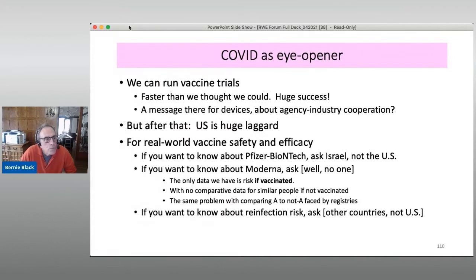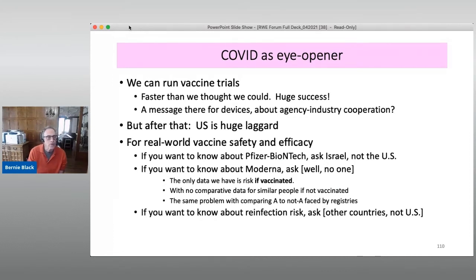So COVID was a real eye-opener here. We could run vaccine trials faster than we thought we could. That was a huge success. And so there's a message there about agency industry cooperation for devices. But for everything else, we turned out to be a huge laggard. For real-world vaccine safety and efficacy, if you want to know about Pfizer-BioNTech, ask Israel. Don't ask us because we don't know.